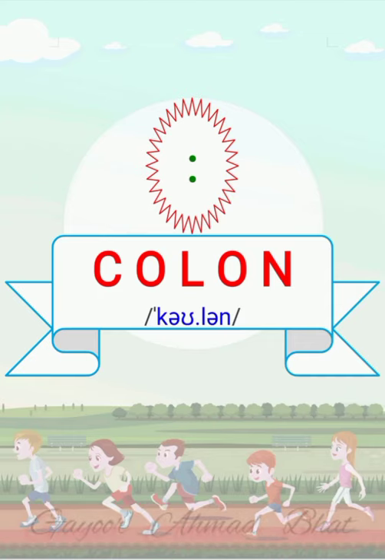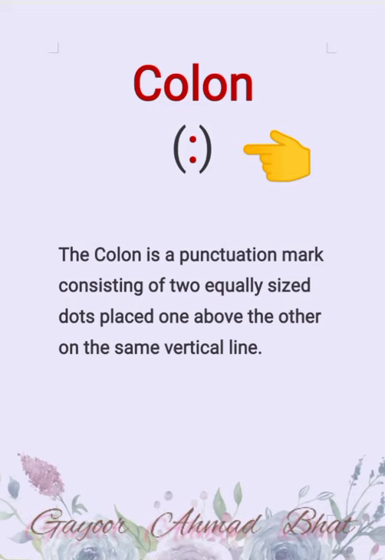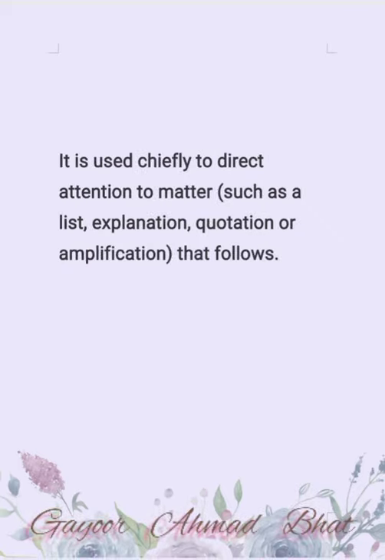And the punctuation mark that we are going to discuss today is the colon. Dear friends, the colon is a punctuation mark consisting of two equally sized dots placed one above the other on the same vertical line. It is used chiefly to direct attention to matter such as a list, explanation, quotation, or amplification that follows.